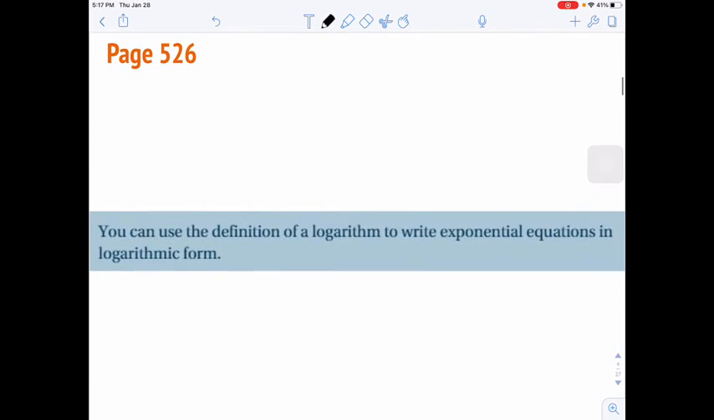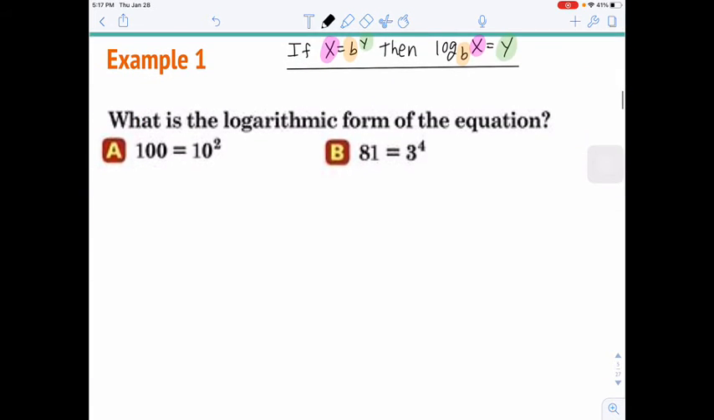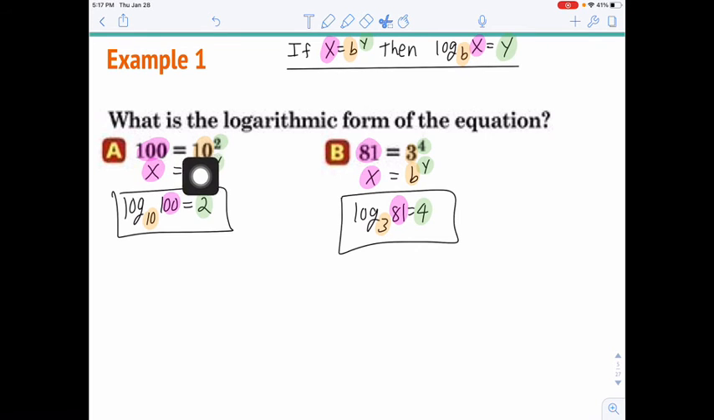On page 526, we have you can use the definition of a logarithm to write exponential equations in logarithmic form. Example 1 says, what is the logarithmic form of the equation 100 equals 10 squared for part A and 81 equals 3 to the 4th power for part B? I've added if x equals b to the y power, then log base b of x equals y from the previous slide. For part A, 100 is x, 10 is the base b, and y is 2.